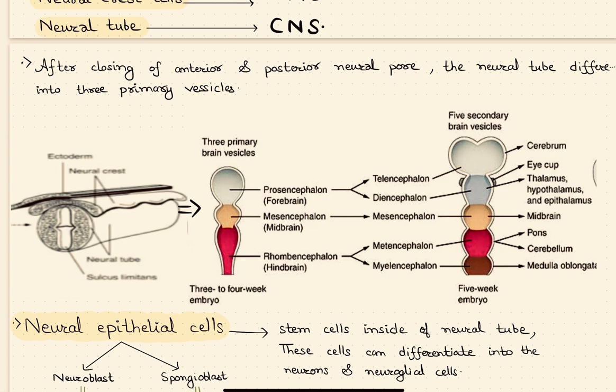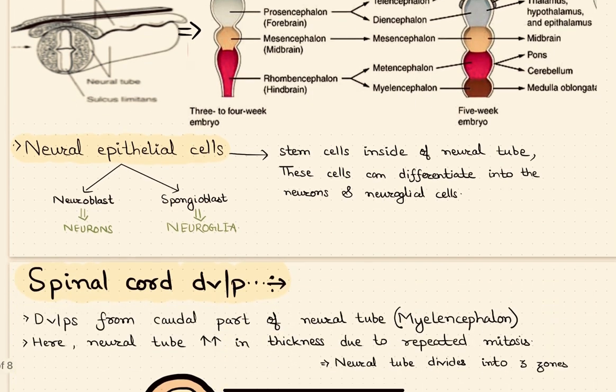By which structure? By the neural tube. The neural tube first differentiated into three primary vesicles. Then these three primary vesicles form five secondary vesicles, which constitute the brain. So you have to remember these names. If you revise them continuously, you will have all these terms on your fingertips.